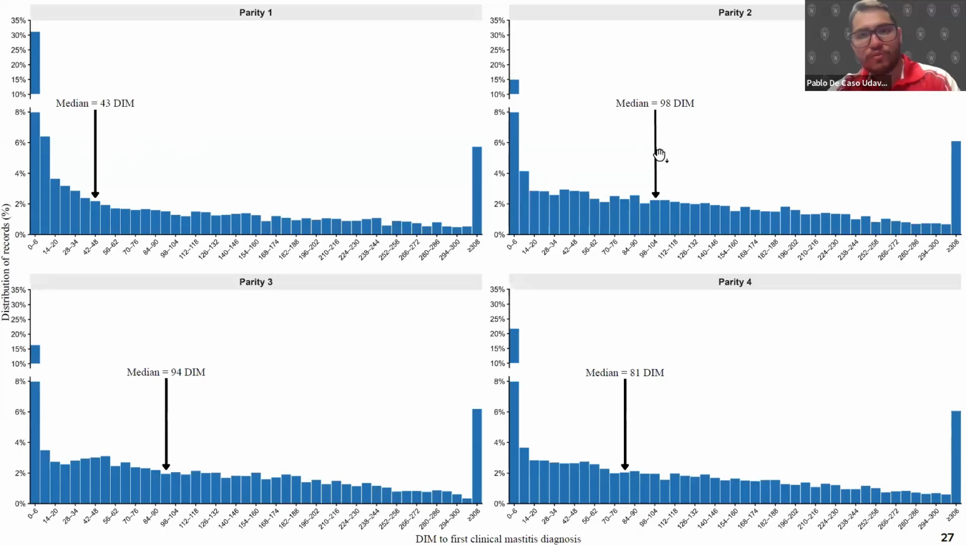And then when we move forward to second parity, third parity, and fourth parity, we see that those diagnoses and the medians are occurring later in lactation, around 80 to 100 days in milk. And that's really interesting because it allows us to understand that there's quite a bit of variation as to when the first parity cows are going to be diagnosed in comparison to older cows. And maybe at the end of this specific section, I'm going to be able to give you an insight as to why this could be occurring.